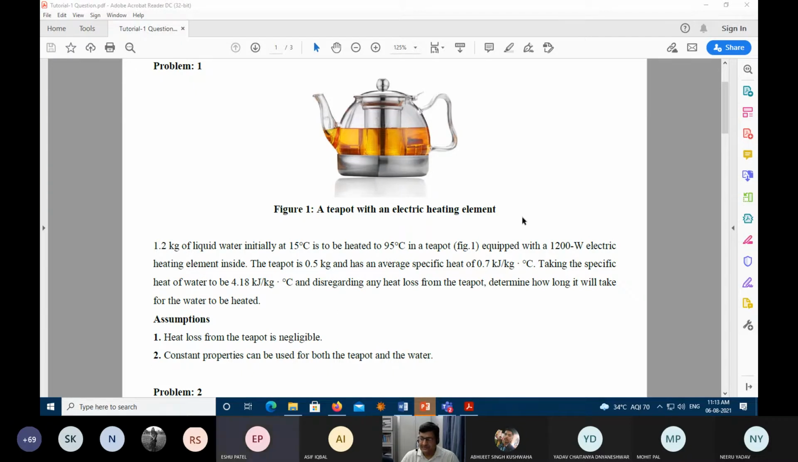Okay. Then we will assume that it will take T time by the heater to supply that amount of energy. Then 1200 T will be equivalent to the energy we got, and then we will divide by 1200. We will get the required answer.